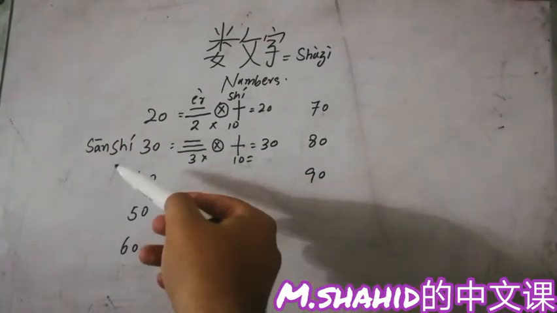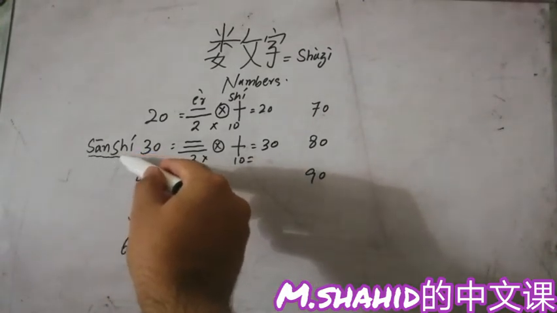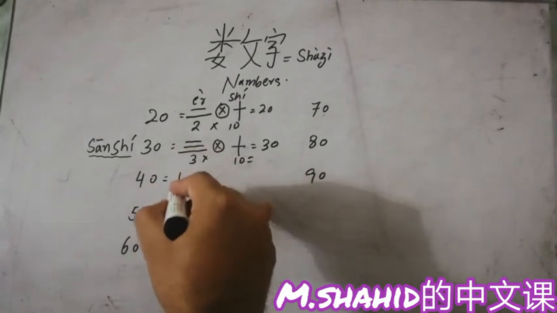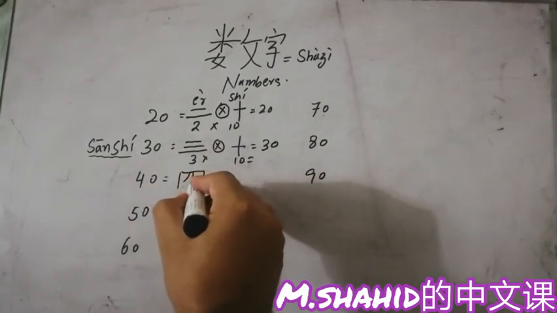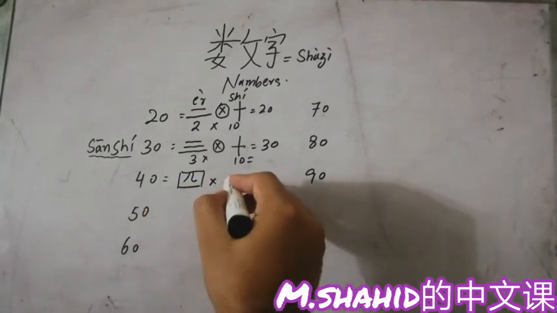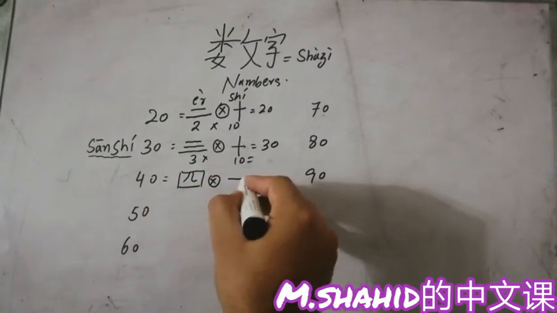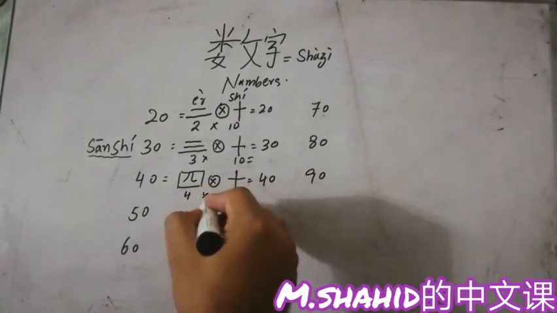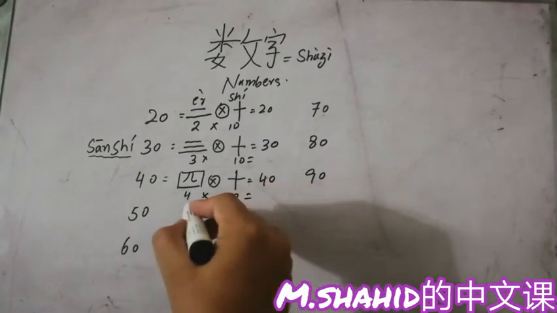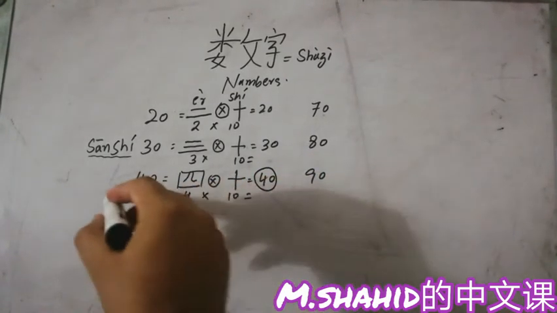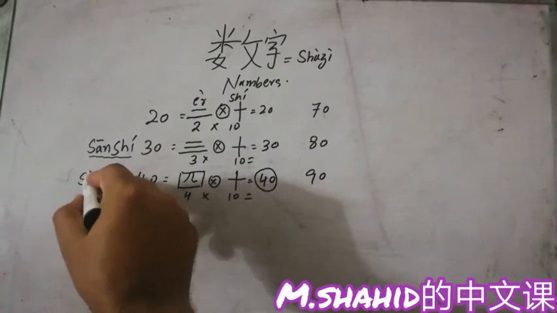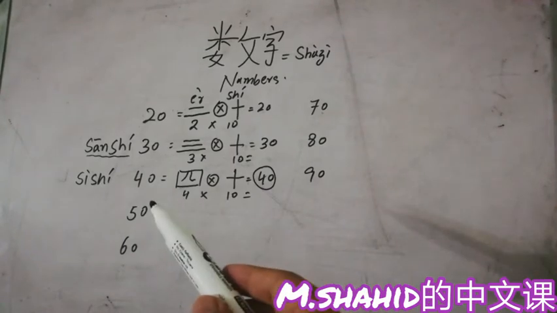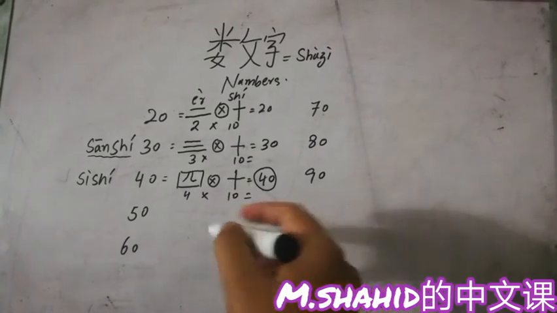I will write the pinyin on the left hand side of the numbers. I will just write the numbers over here, and for 4 you have to remember the character for writing the number 4, and this will be 40, like 4 multiplied by 10, so it will give you 40, and here the number will be 40.